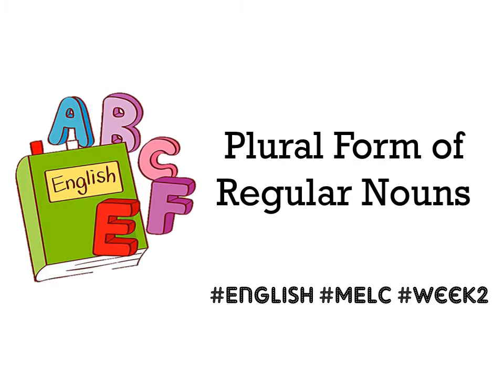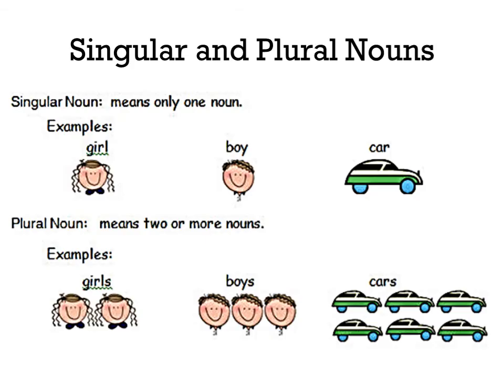So now let's go to the plural form of regular nouns. Singular and plural noun. Singular noun means only one noun. Examples are girl. As you can see in the picture, the girl is only one. The next one is a boy, and it's only one. And car, it's only one. Singular means only one.